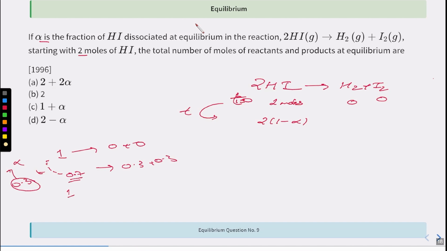What will be left over here? 1 minus alpha, right? So if for 1 mole that is the case, and I had 2 moles initially, I'll be left with 2 into 1 minus alpha. And here I'll be found with alpha. That is what they're asking.